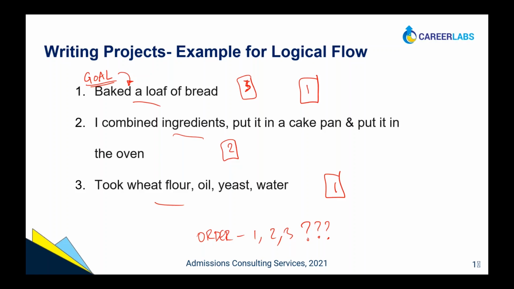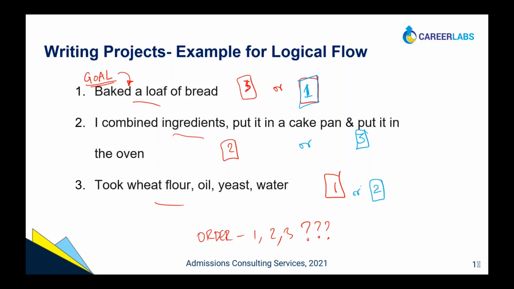Okay, so for that, what did I do? I took wheat flour and oil and yeast and water. Then I combined the ingredients and then put it into this one. So this can also be like this, right? So let me just also probably show you quickly. So this part can be 1, and then this part becomes 2, and this part can be 3, when the first sentence is presented as a goal statement.